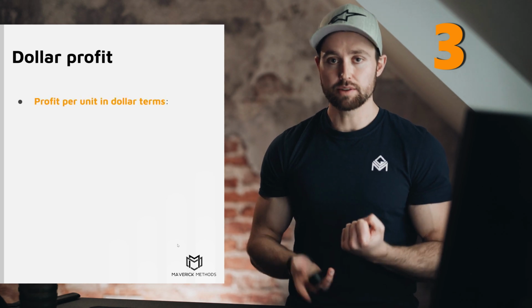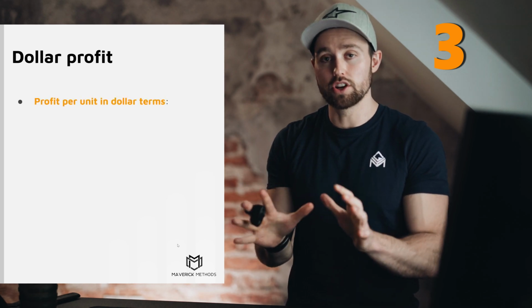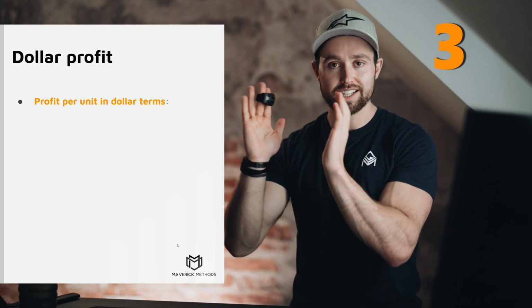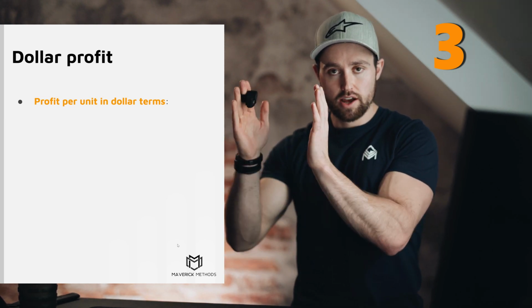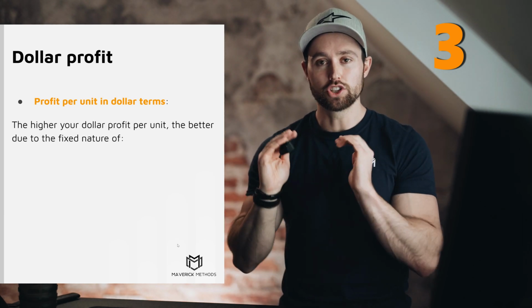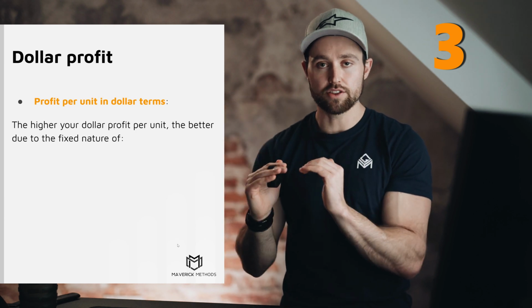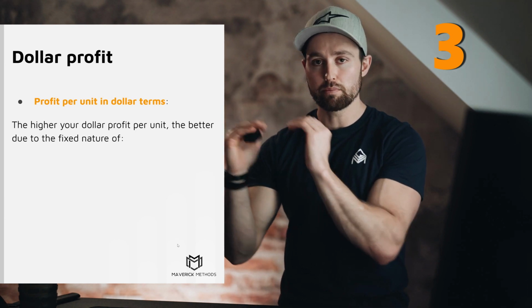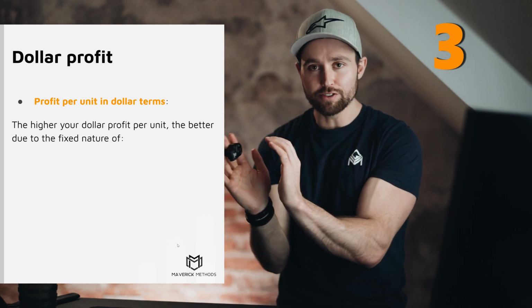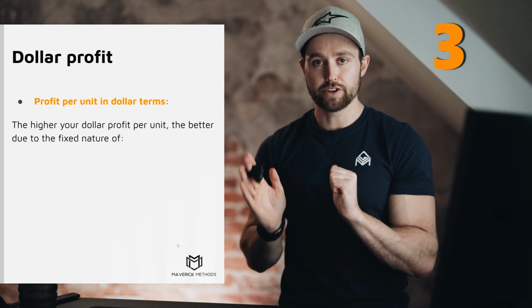Now this is the profit per unit in dollar terms. So we're not talking about, say, 40% profit margin. We're talking about, say, $10 in profit per unit you sell. And the higher that your dollar profit is, the better. In other words, $15 per unit would be better than 10. Not just because that would be better, but specifically because of fixed costs.